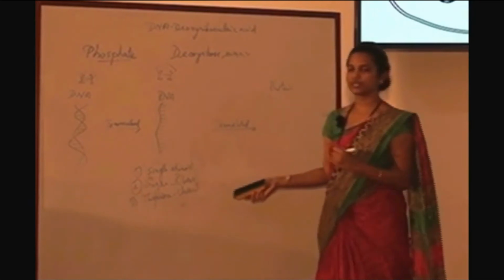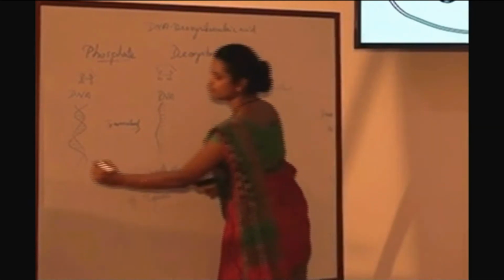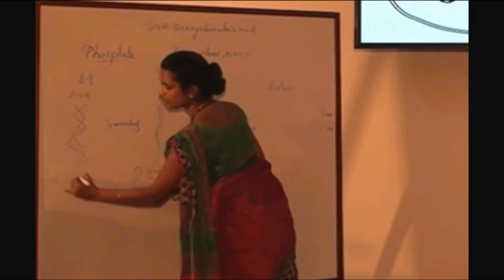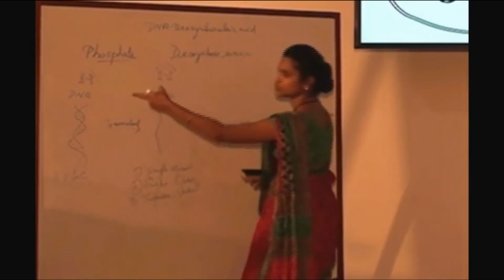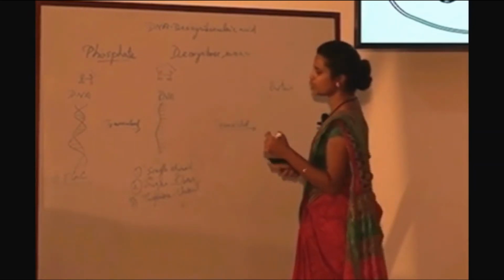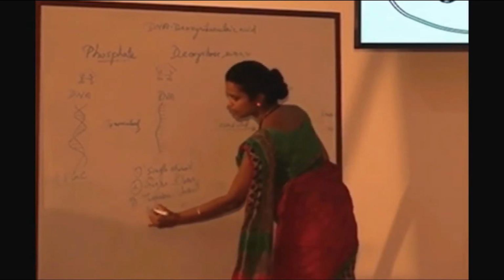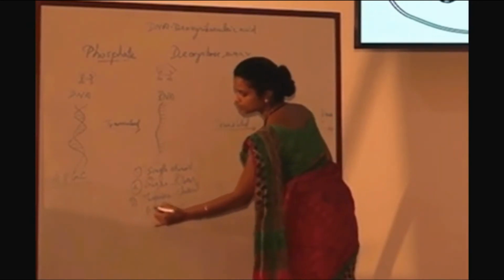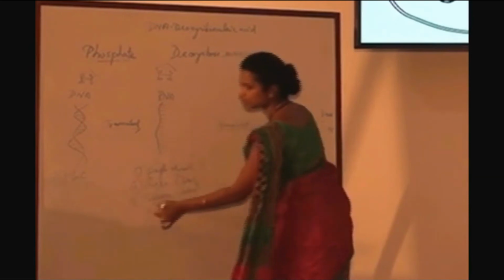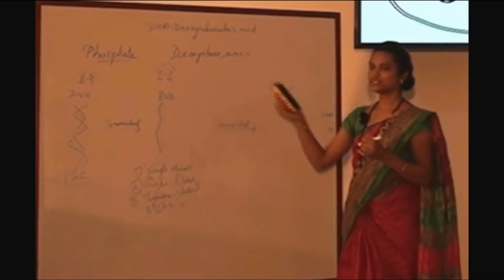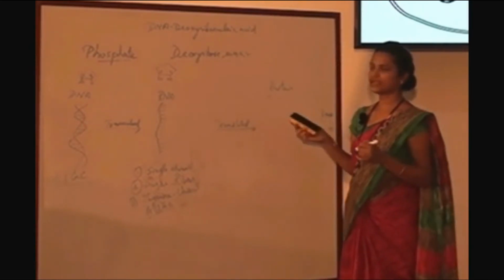Thymine is replaced by uracil in RNA. So we have here A, T, G and C. These are the four bases of DNA, whereas when RNA is considered, we have A, U, G and C. So here thymine is replaced by uracil. These are the major differences between DNA and RNA.